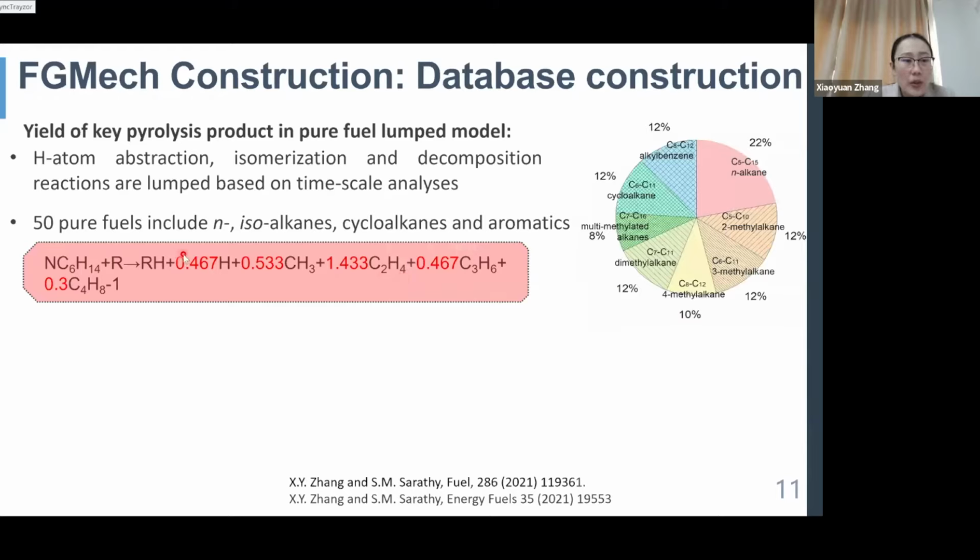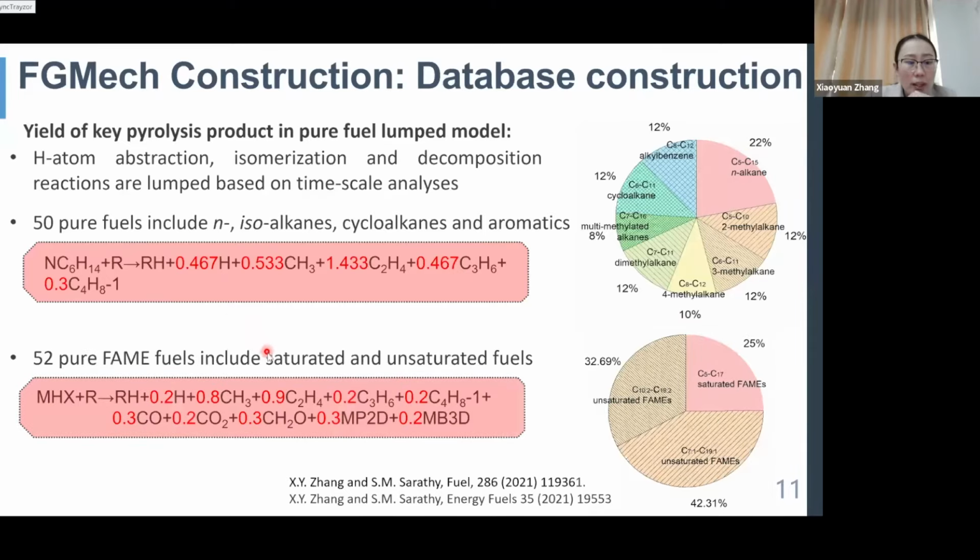Lumped models for 50 pure fuels were developed based on time scale analysis, including normal, iso, cycloalkanes and aromatics, and their distributions are shown here. The yields of key pyrolysis products, shown here as red numbers, are weakly dependent on pressure and temperature, and they can be derived from the equilibrium yield of free radicals.